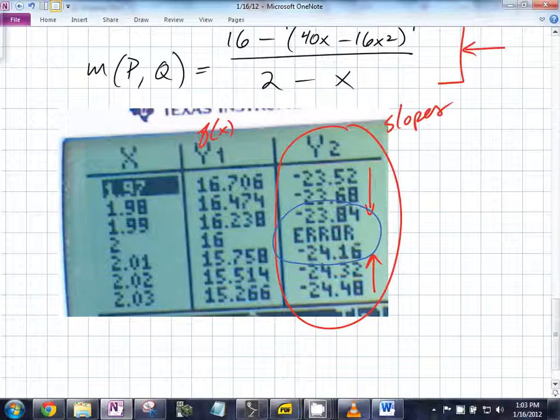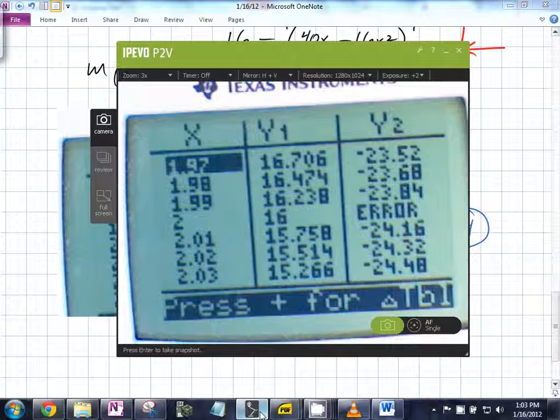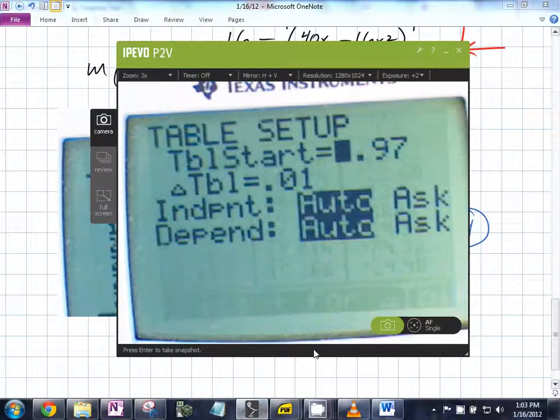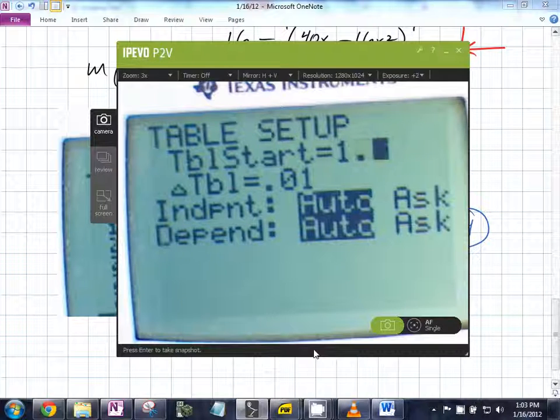24? Negative 24. Looks like it's exactly negative 24. Could we get even closer with our table if we wanted to? Yeah, we could. What would we change here? We would change on our calculator the table set to 1 point, how about this? 999 and 0.1231. Is that pretty close?